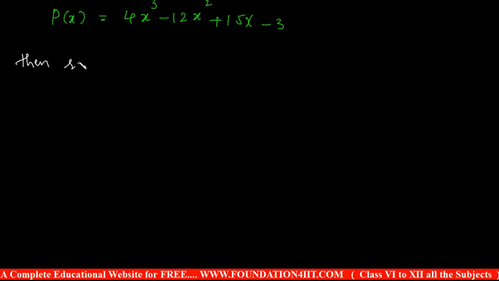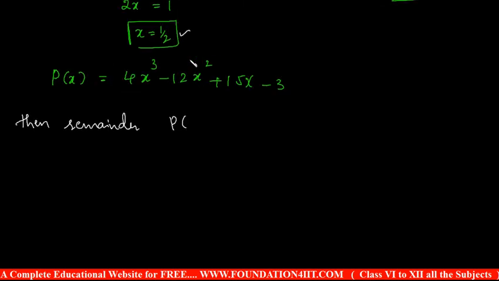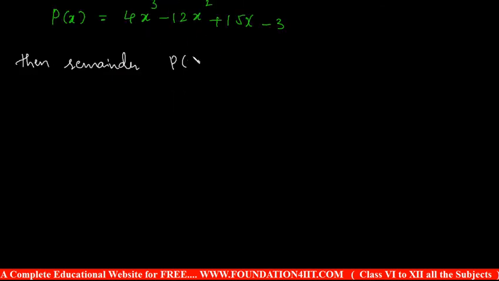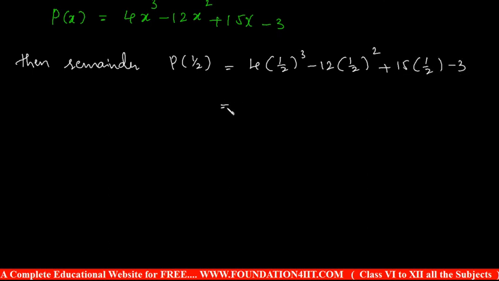Then remainder. So remainder is p of x, right? x is 1 by 2. Just substitute 1 by 2 in the place of x. So this is the remainder. So 4 into 1 by 2 cube minus 12 into 1 by 2 square plus 15 into 1 by 2 minus 3. Let us simplify, whatever you get, that is only the remainder.